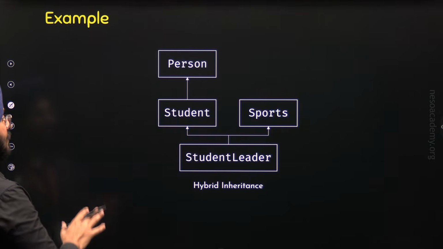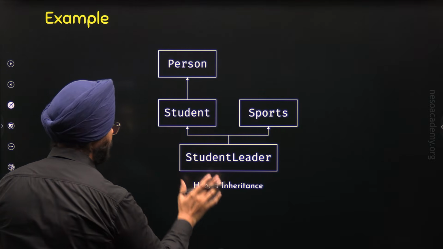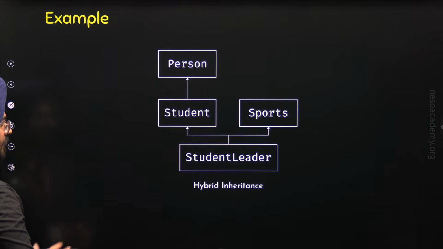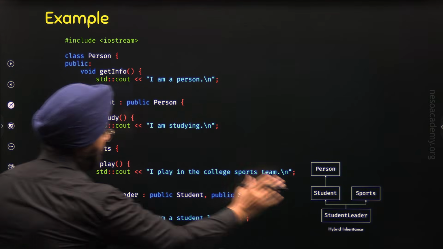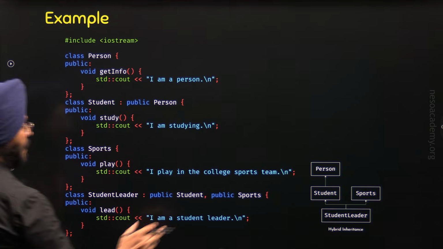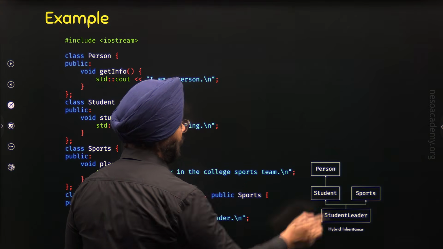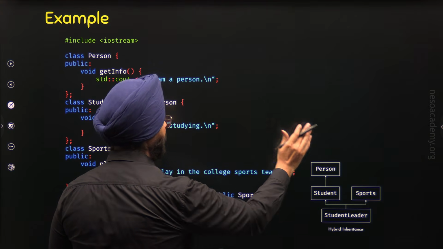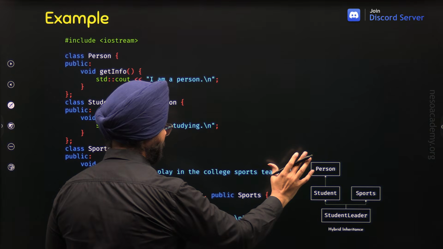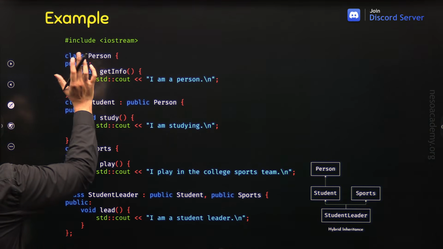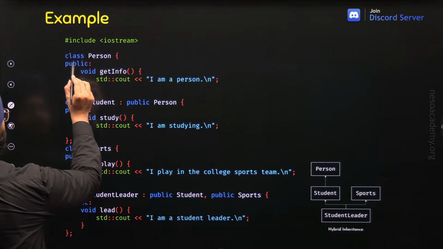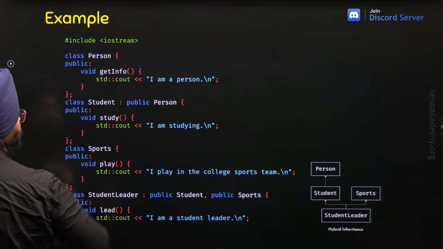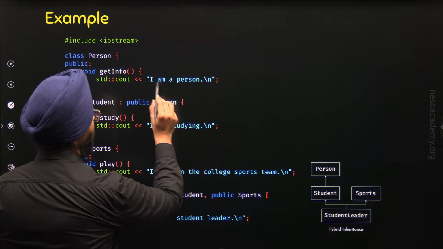Now we want to write the program for this specific hybrid inheritance. This can be done like this. Here I have written the program for this specific hybrid inheritance. Here in the diagram, we can observe that the class person is not inheriting from any class. So we need to define it as the normal class. Here I have defined the class person with the public member function getInfo that allows us to display I am a person.